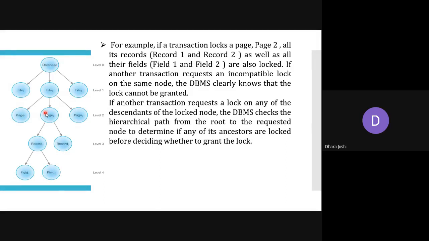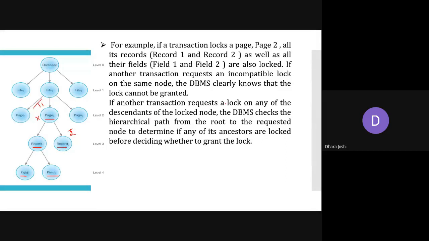We'll see another case. Suppose transaction T1 has applied a lock. We have taken the example like transaction T1 is coming and it will apply an exclusive lock on this page 2. So page 2 is locked and all of its children are also locked. Now transaction T2 is coming.